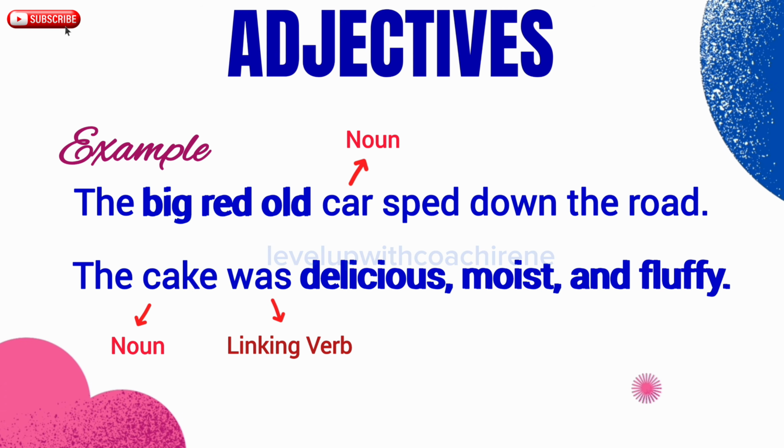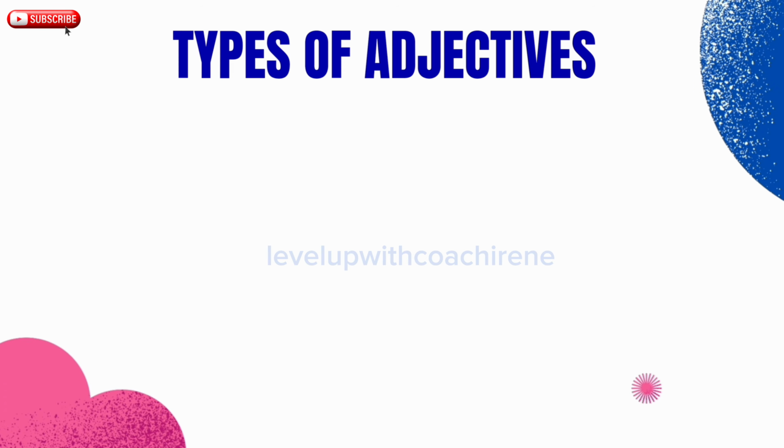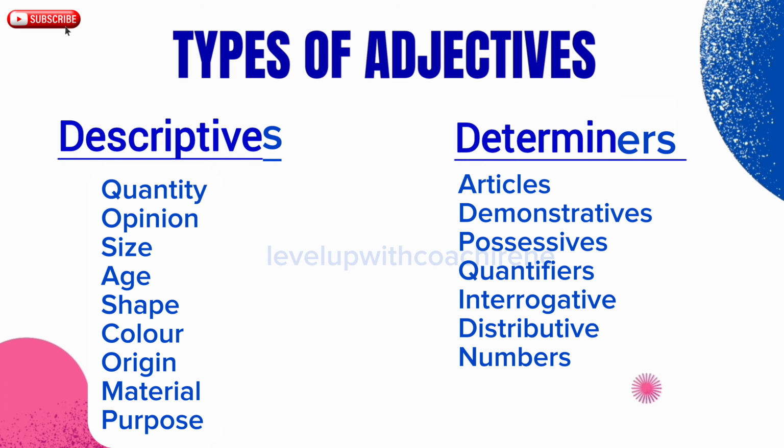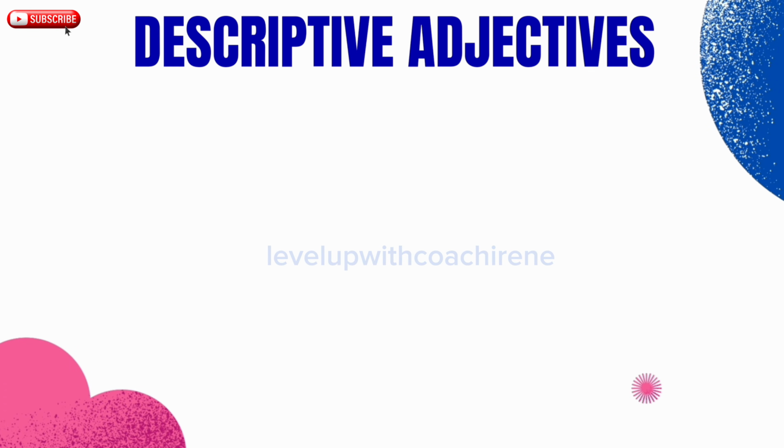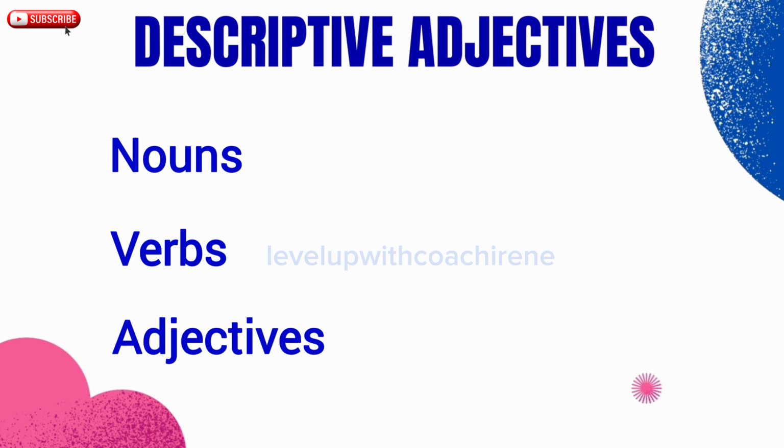To proceed, let's talk about the two types of adjectives in English. There are two main types of adjectives in English. They include descriptive adjectives and determinants. We will begin with descriptive adjectives. In English, there are a lot of descriptive adjectives. Some of them are formed from nouns, verbs, and even other adjectives.